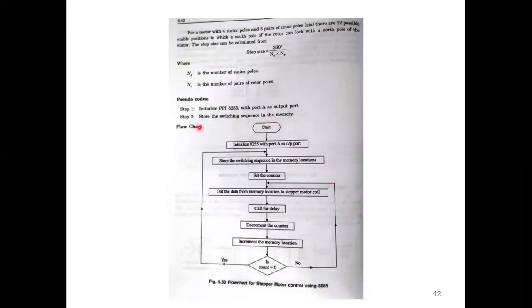Okay, this is a flowchart for executing the stepper motor control. Start. First, initially start the process. First, initialize the 8255, with port A as the output port. Then store the switching sequence in the memory location.